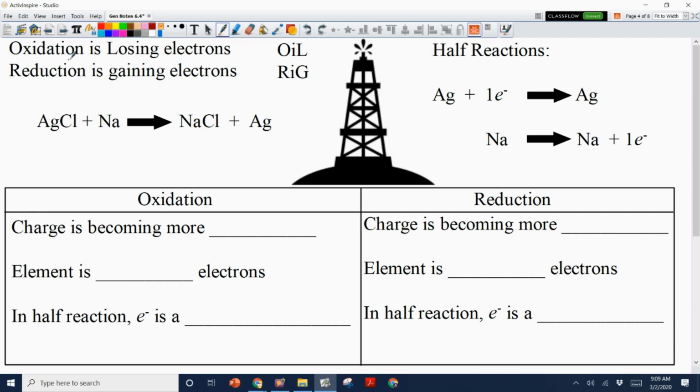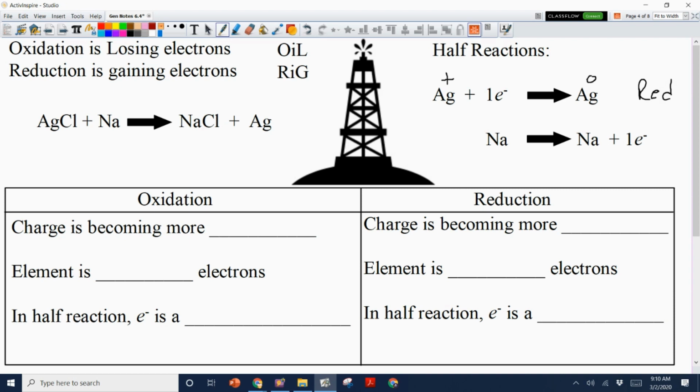All right, so an easy way to remember what it's called when you gain or lose electrons is by using the acronym OIL RIG, because oxidation is losing electrons. So oxidation is losing, OIL, and reduction is the gaining of electrons. So RIG, reduction is gaining. So if we see our equation here of silver chloride plus sodium yields sodium chloride plus silver, from our last slide we said that the silver gains an electron, and we said that sodium loses an electron. So if we have silver here that was a +1 and it went to a 0, the only way it can do that is by gaining an electron. So the silver was reduced. I'm going to write reduced here.